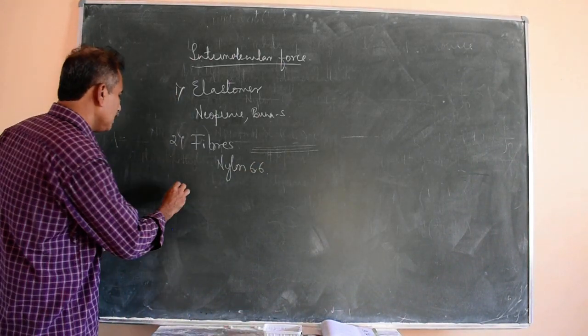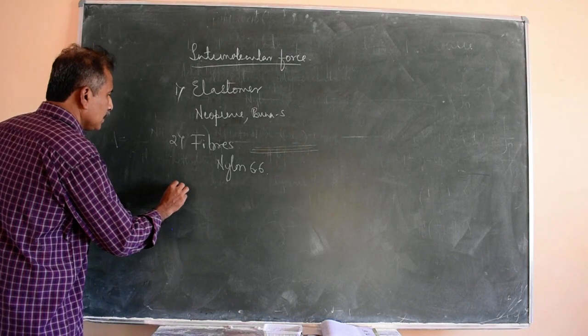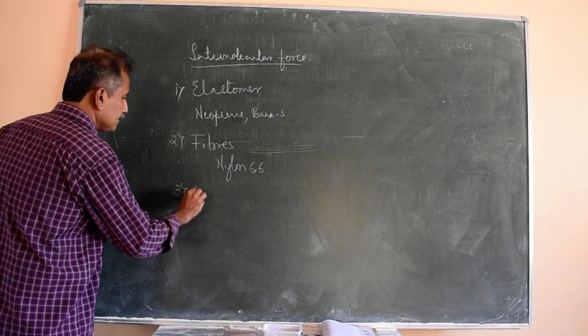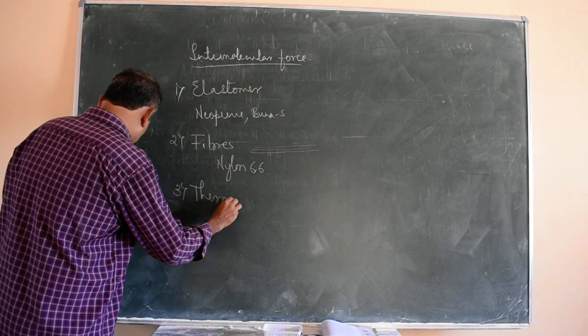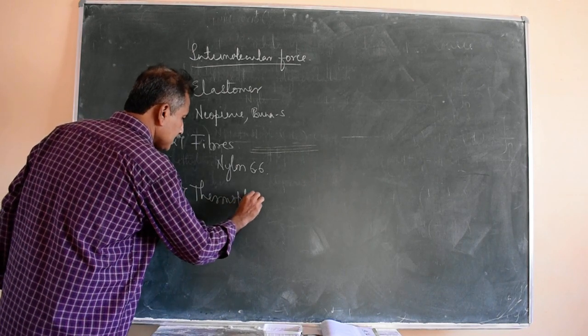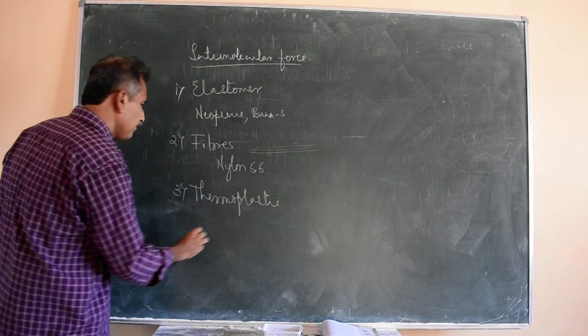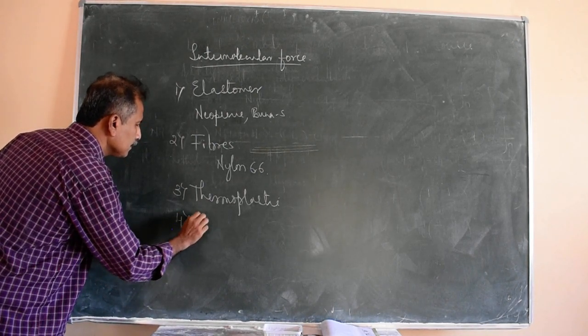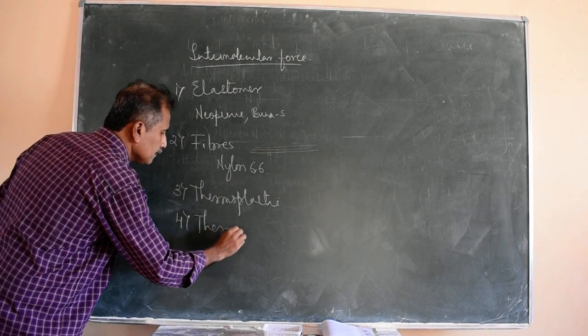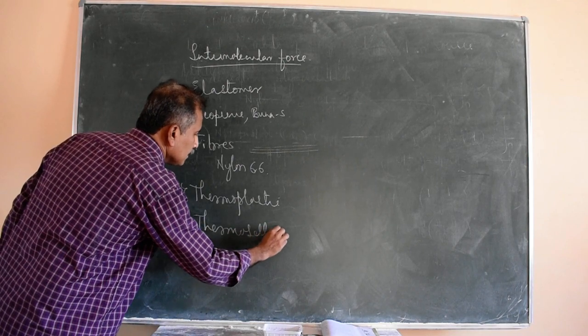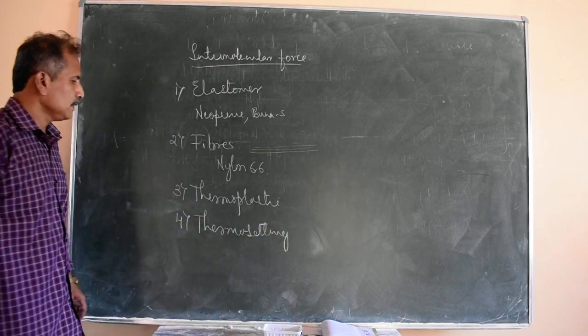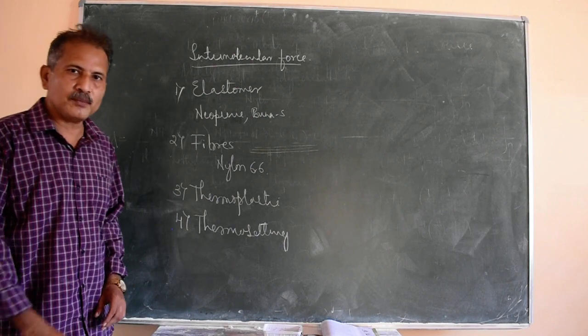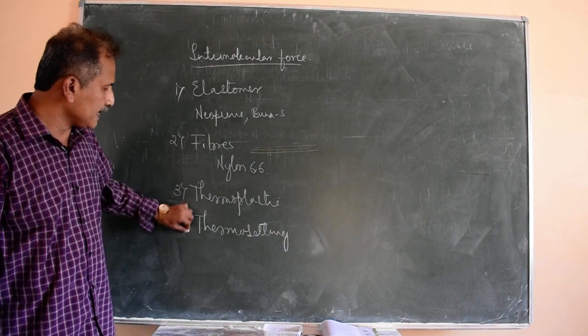Then comes the thermoplastic polymer. And the fourth one is thermosetting polymer. Okay. So these are the four polymers. These two I will explain in the next class.